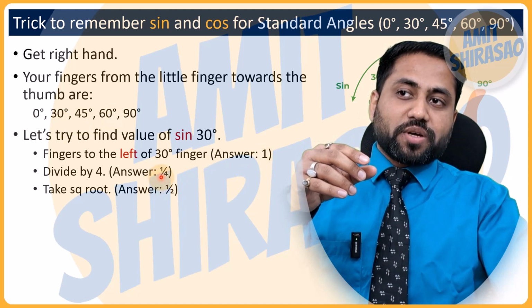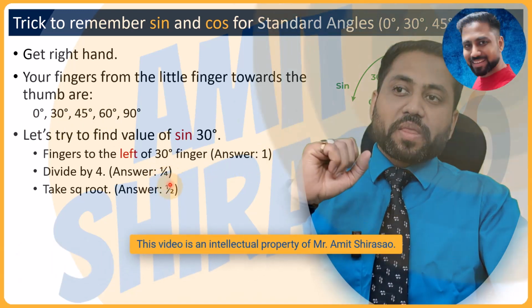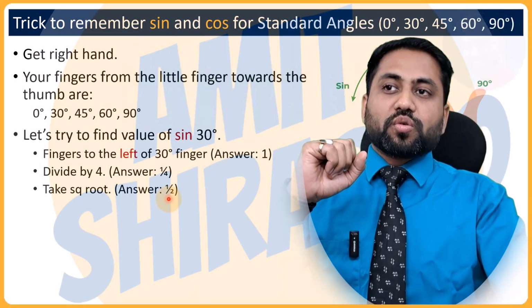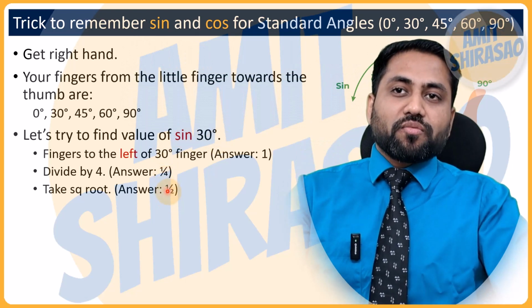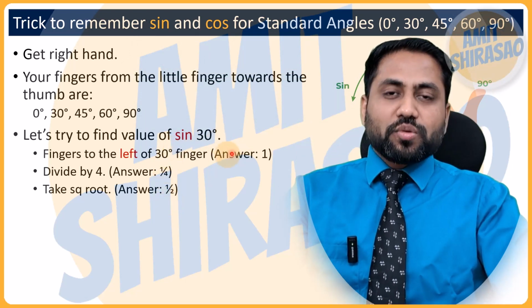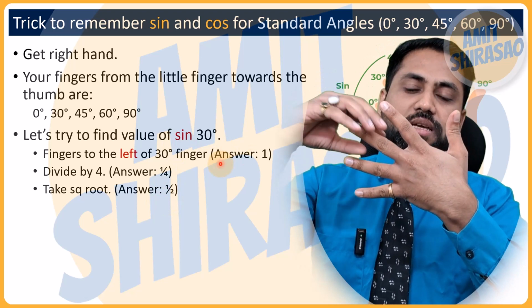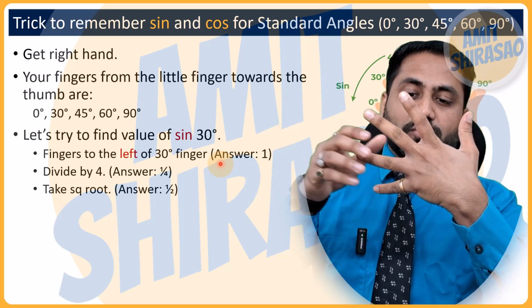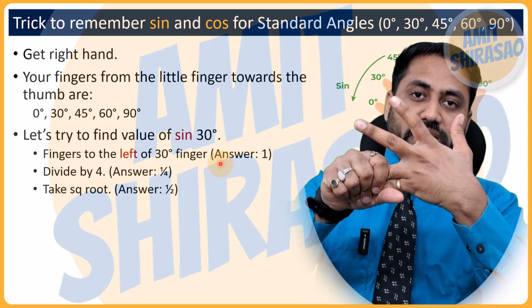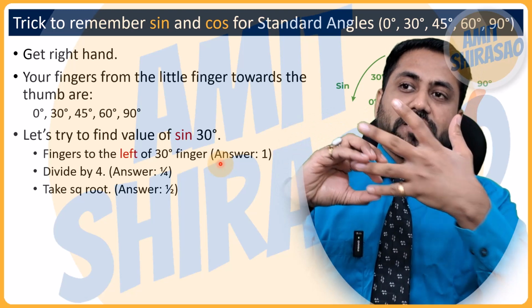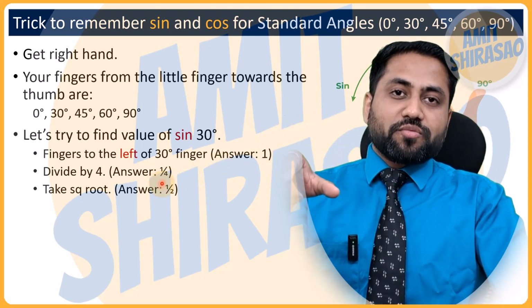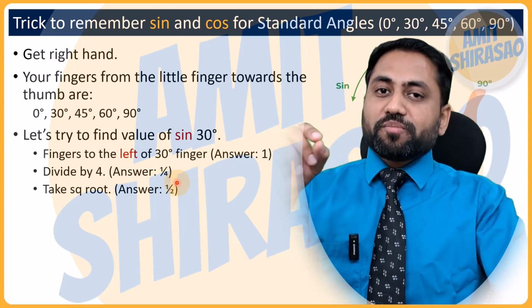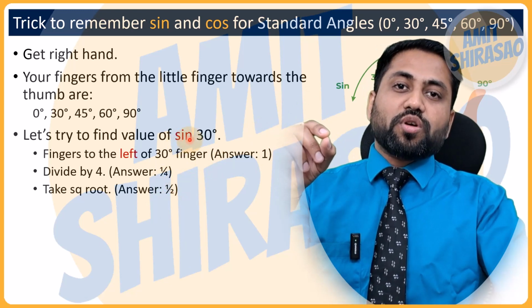Now just divide that answer by 4, so you get the answer 1 by 4, and then take the square root of the whole thing, so it is 1 by 2. So sine of 30 degrees is 1 by 2. Okay, let's do that again for some other angle. Let us say sine 45 degrees. So this is the 45 degrees finger. Okay, so how many fingers are below it? 2 fingers, right? So if 2 fingers are below it, the first answer is 2. Then divided by 4, so it is 1 by 2. And then take the square root, so 1 by root 2. So 1 by root 2 is the answer of sine 45 degrees.